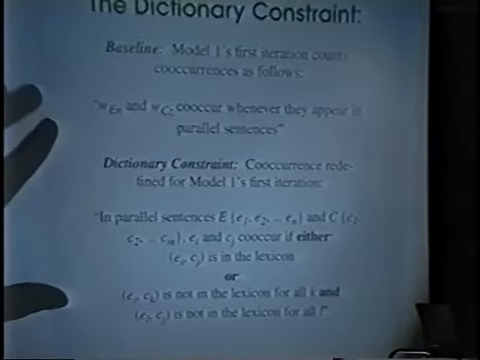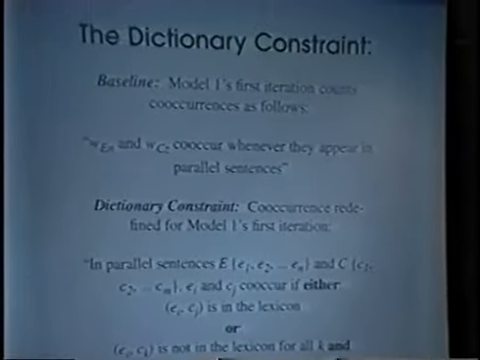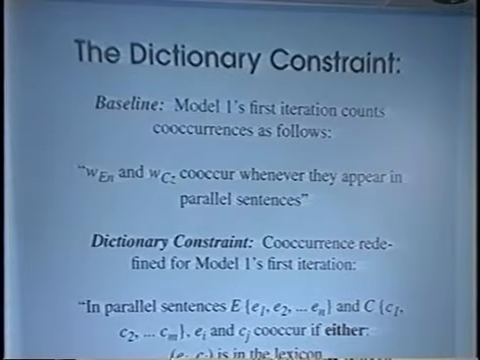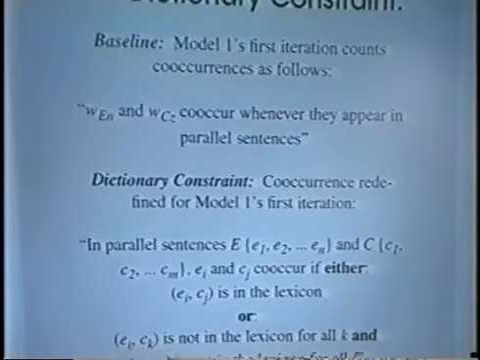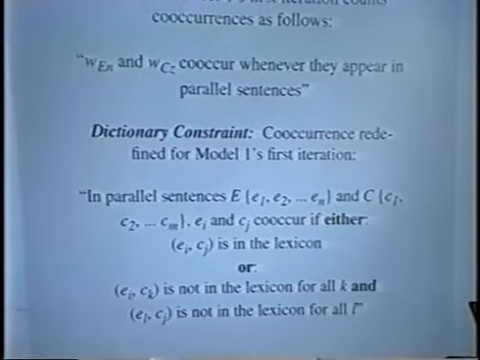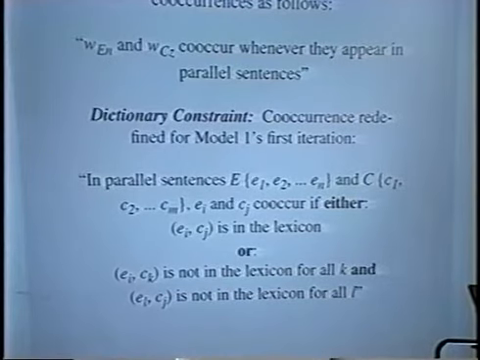So the dictionary constraint is my term for a redefinition of co-occurrence for Model 1's first iteration. In the baseline of Model 1, the first iteration counts co-occurrences as follows. An English word and a Czech word co-occur whenever they appear in parallel sentences. When we add the dictionary constraint, we redefine co-occurrence in this way. In a parallel sentence E and C, E sub I and C sub J co-occur if either they are in the lexicon together, or each of them does not occur in the lexicon with the words in the opposite sentence.